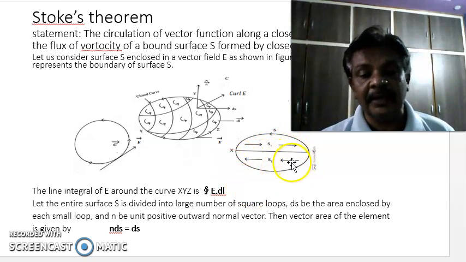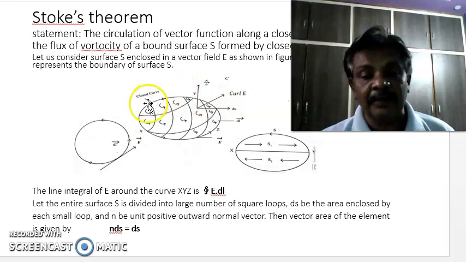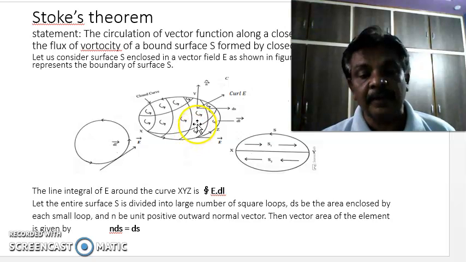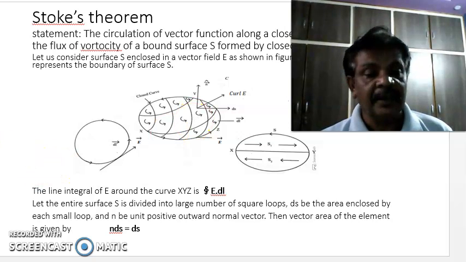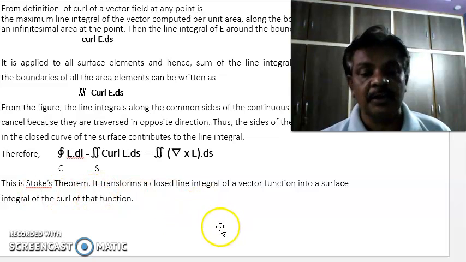That is why we can neglect all the inner common line integral values, and finally we can write that the closed line integral of C is always equal to the curl of the vector field over the closed surface S bounded by that curve C. Hence we can write the line integral of the closed curve C, E bar dot dl bar, is equal to the surface integral of the curl of the vector field. This relation gives the conversion of line integral to surface integral. This is called Stokes theorem.